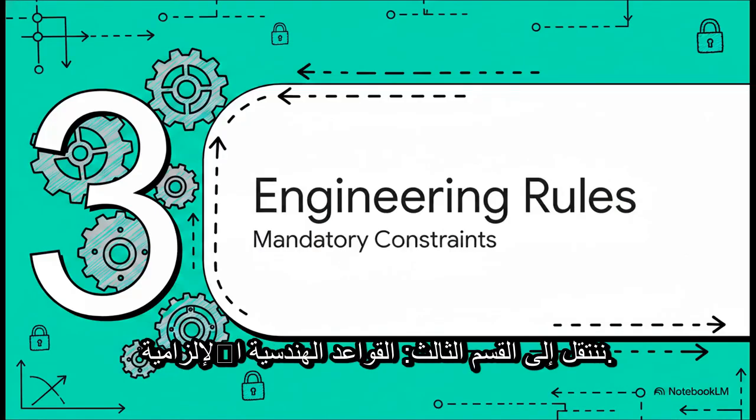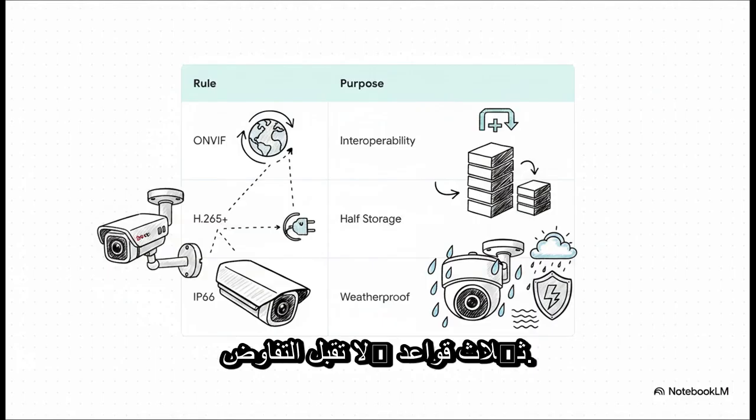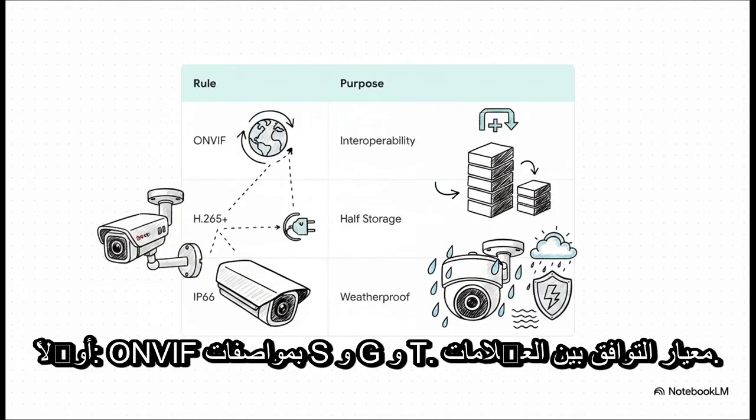Which brings us to Section 3, Mandatory Engineering Rules. Okay, knowing the parts is great, but it's totally useless without the rules. Here are your 3 absolute non-negotiables. First up, ONVIF Profile S, G, and T. That is your gold standard for making sure different equipment brands can actually talk to each other.